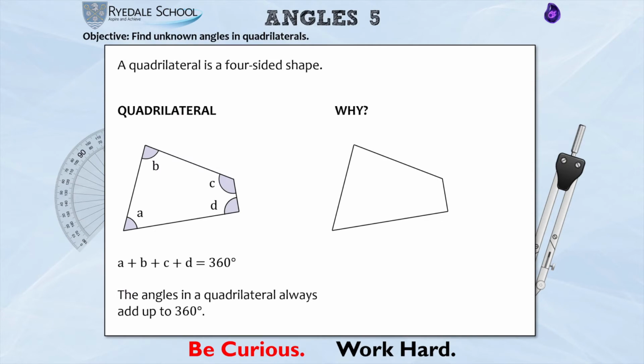So today we are looking at angles in a quadrilateral. And we have a rule for the four-sided shape that the angles must add up to 360. So yet another rule and another number that you will need to remember. But have you ever wondered why the angles in a quadrilateral add up to 360? Because we can explain this fairly easily.